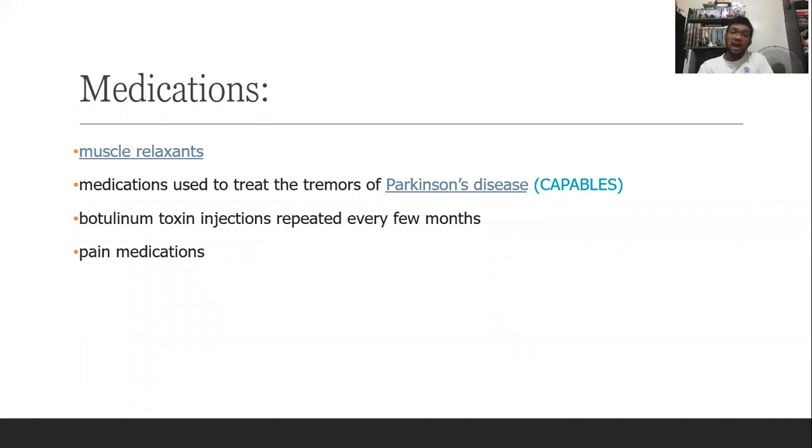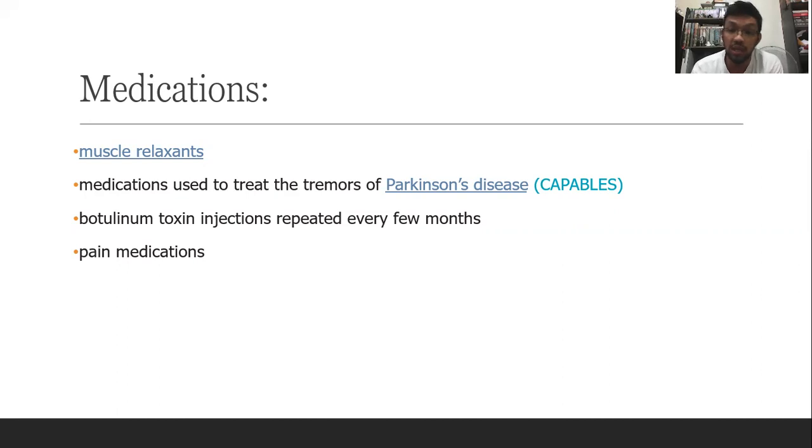Medications that we can administer are muscle relaxants, most especially if it's a temporary form, in order to relieve the stiffness. And if there are tremors present in wry neck, medications that are used to treat the tremors in Parkinson's disease can also relieve these tremors or can relieve the stiffness of the wry neck as well. I have an acronym for this known as the CAPABLES. These are drug medications that are used to control the tremors seen in patients with Parkinson's disease.